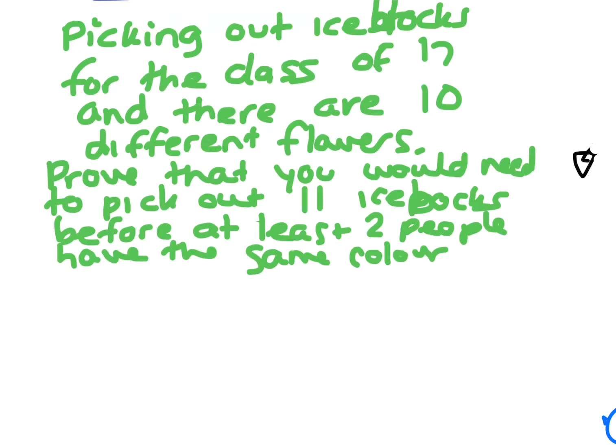So let's look at this scenario. We're picking out those ice blocks for the class of 17, and there are 10 different flavours. Now, just correct my spelling there, flavours. Prove that you would need to pick out 11 ice blocks. So you'd need to pick out 11 ice blocks before at least 2 people will have the same colour.